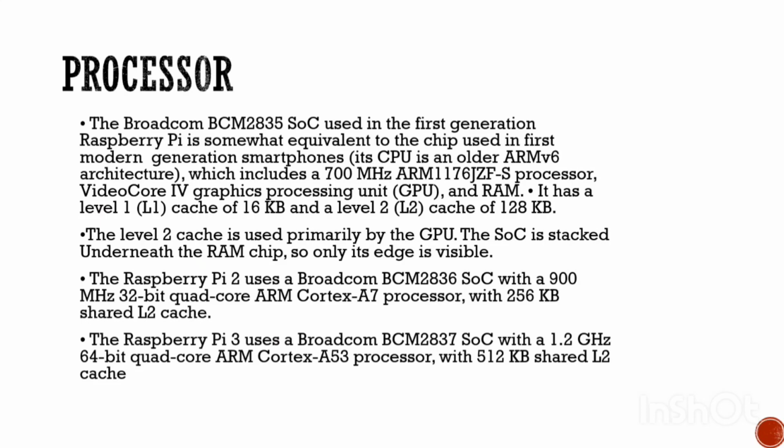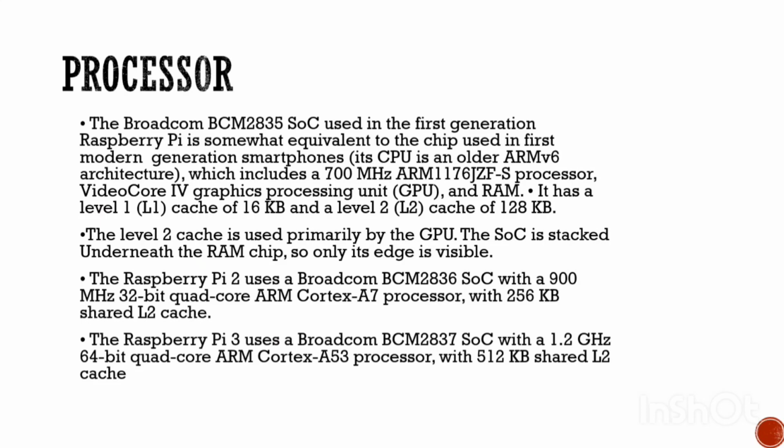It has a level 1 cache of 16 KB and a level 2, L2, cache of 128 KB. The level 2 cache is used primarily by the GPU. The SoC is stacked under the RAM chip, so only its edges are visible.